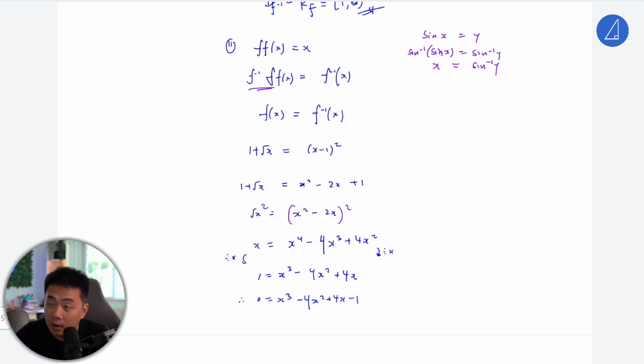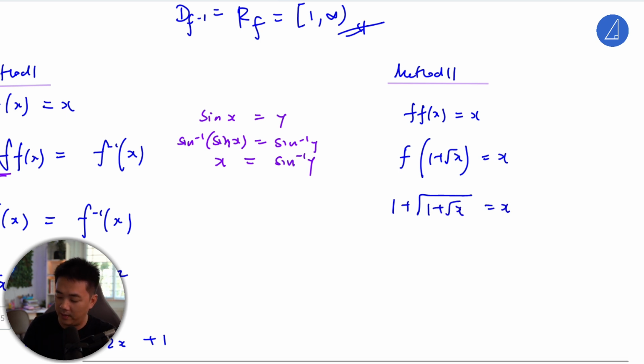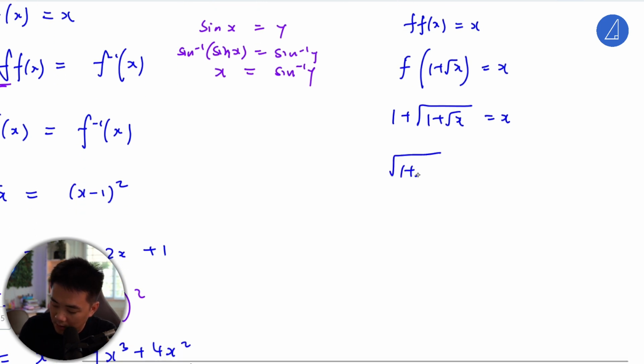I think the normal method would then be you just replace it in. So method 2 is just a conventional way. We're just going to replace everything in. So it's f of 1 plus root x equals x. Then we're going to replace this into the function again, 1 plus root x. Then we're just going to slowly expand: 1 plus root of 1 plus root x, then x minus 1 plus root x squared. I think you yield the same thing.